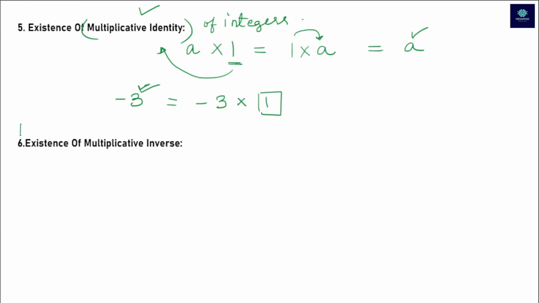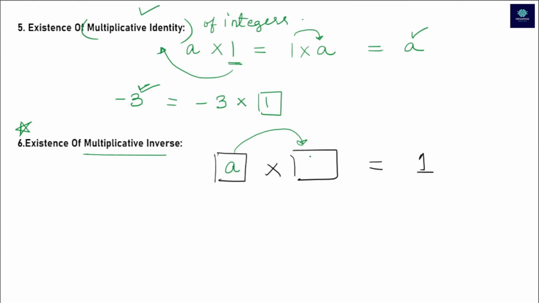Now coming to another important property, that is existence of multiplicative inverse. According to this property, we need two integers such that their product is equal to 1. And it is only possible when you multiply a number or an integer with its reciprocal. So the reciprocal of a is 1 by a. When you multiply a with 1 by a, you know that your product is going to come 1, because these two will get cancelled out and you are just left with 1.